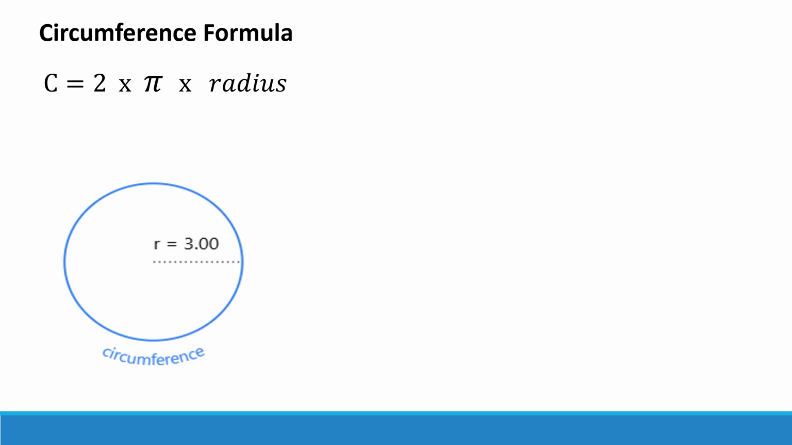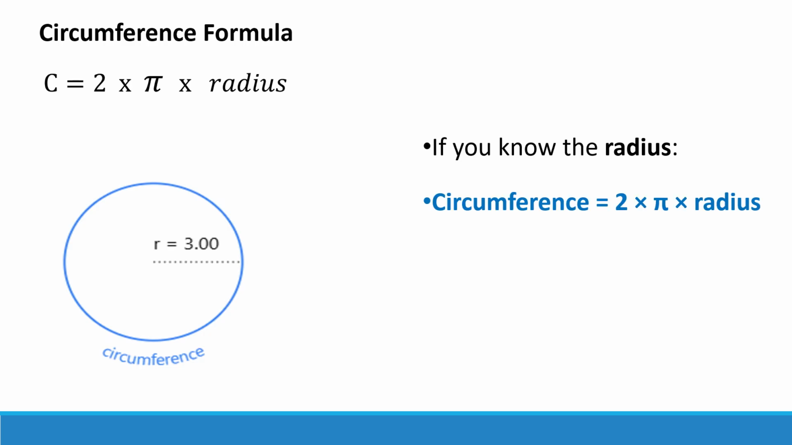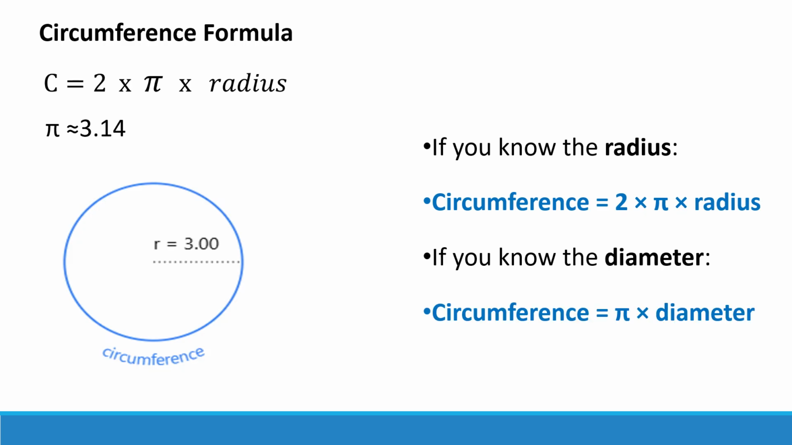Now let's look at the formulas for finding the circumference of a circle. If you know the radius, use the formula: circumference equals 2 times pi times the radius. For this lesson, we will use pi approximately equals 3.14. If you know the diameter instead, you can use the shorter formula: circumference equals pi times the diameter. Remember, both formulas give the same answer because the diameter is twice the radius.